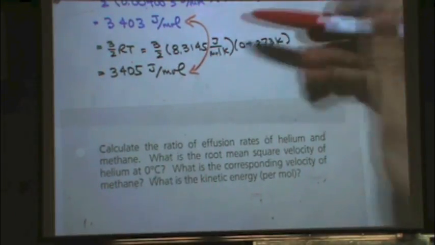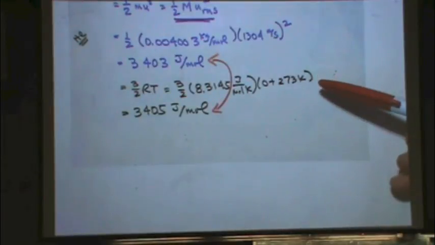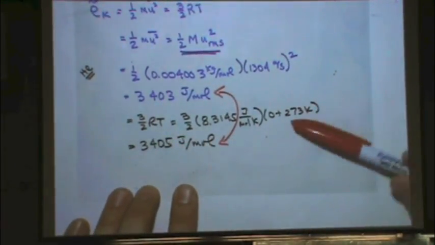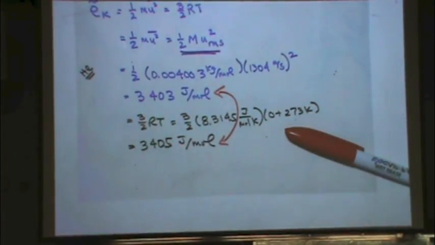And in fact, if you use the second formula right here, it really doesn't even matter, because you just need to know the temperature. You don't even care what the molecule is. It could be any gas whatsoever.